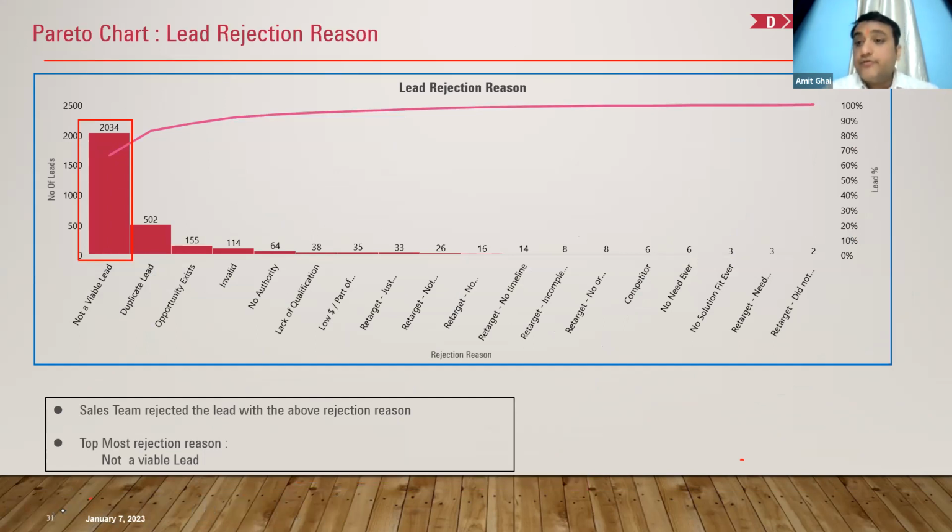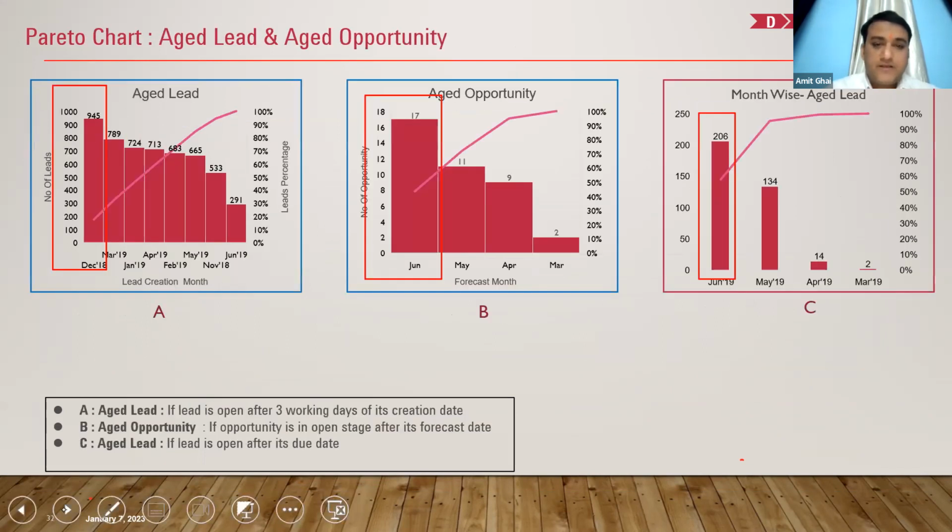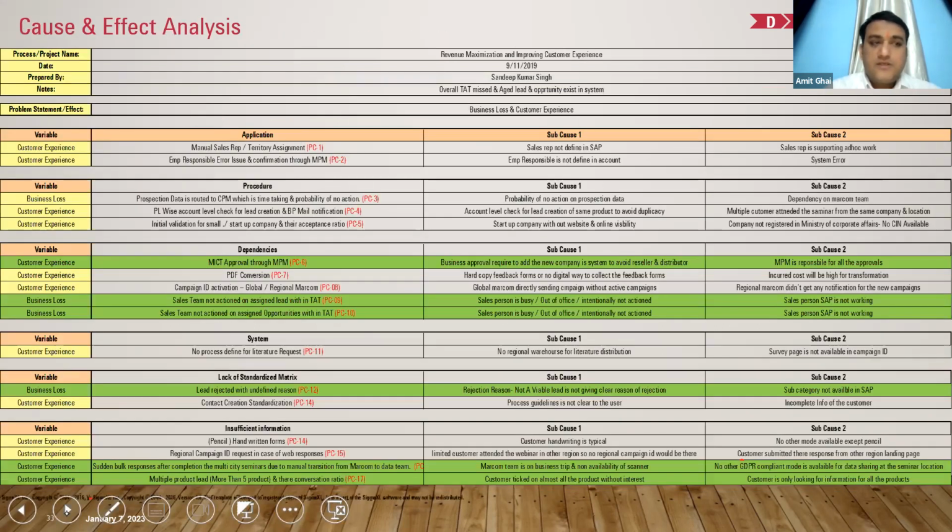Because as I told you, you will not be fixing all the 100 reasons of the problem in the first go. You will be fixing the top 20% of the reasons that are contributing to the 80% of the problem. So we have applied Pareto rule. Then this is something called cause and effect matrix. This actually helps you in doing the further deep dive of the problem and finding the root causes.